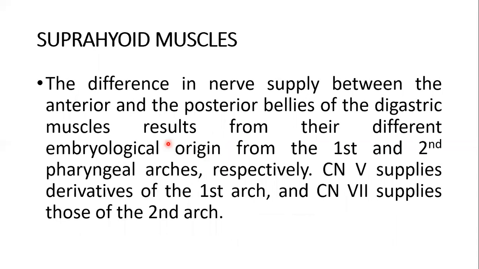The posterior belly of the digastric takes its branch from the facial nerve. So the first and second pharyngeal arches collectively are responsible for the nerve supply of the anterior and posterior belly of the digastric, right? To repeat, the anterior belly comes from the first pharyngeal arch, and the second pharyngeal arch gives rise to the posterior belly. The nerve supply of the first pharyngeal arch is the trigeminal, and the second is the facial nerve, right? So this is the point, and these are the suprahyoid muscles.